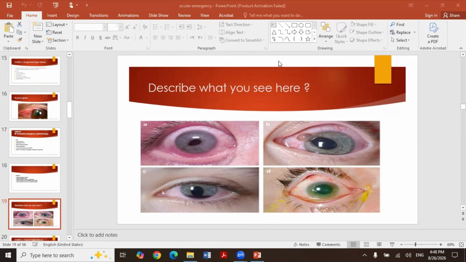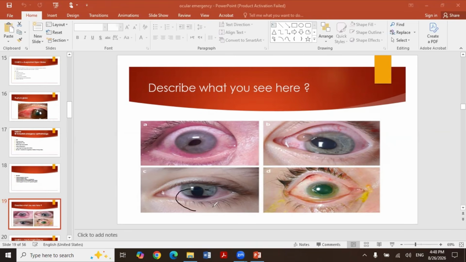Here is another case of ruptured globe. You can see the pupil. It's not round, not regular, and you can see the iris tissue has gone outside here. If you see, this is the iris tissue. It's gone outside the eye. So this is iris prolapse, ruptured globe. It's an emergency case.